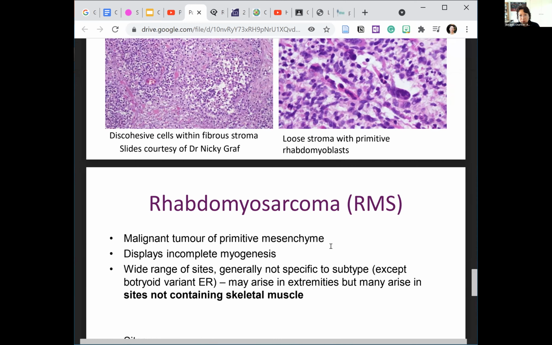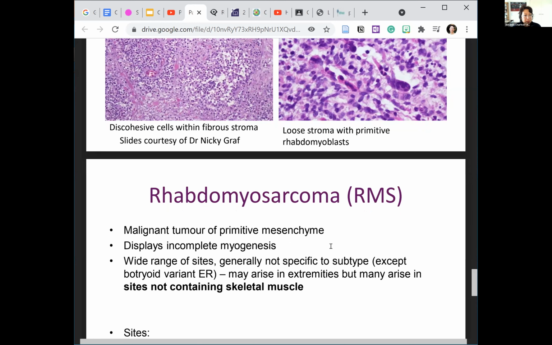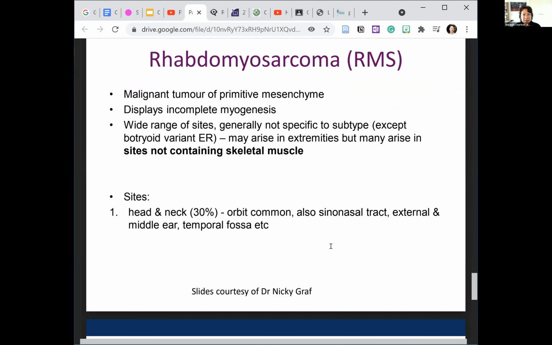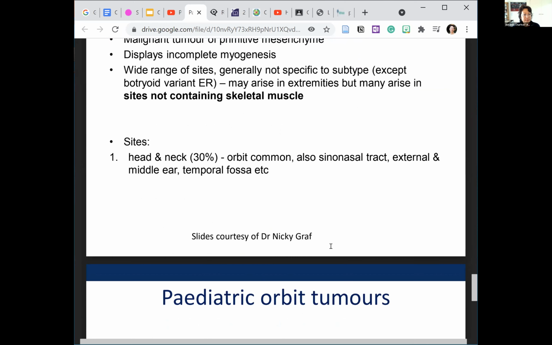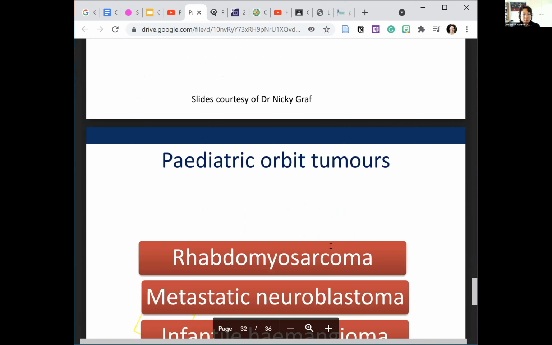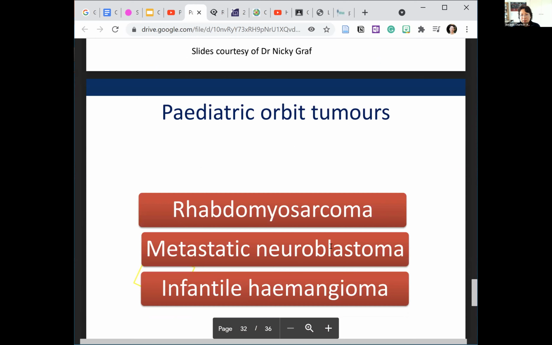And they can occur anywhere in your body. And the head and neck is a common place. And so I'm glad you suggested that as a differential diagnosis of a pediatric orbit malignant tumor. But don't forget the metastatic, which would be neuroblastoma. Rhabdomyosarcoma, metastatic neuroblastoma, infantile hemangioma, pediatric orbit tumors.